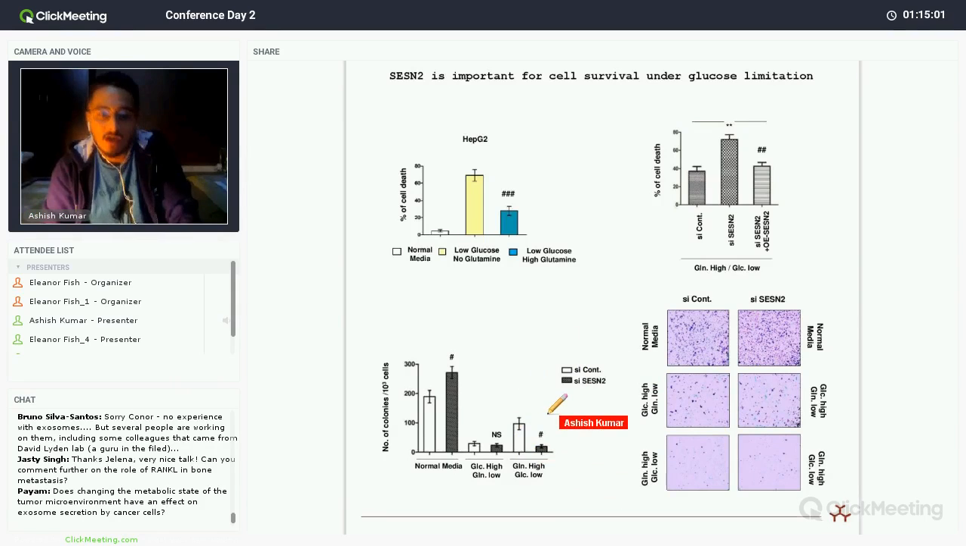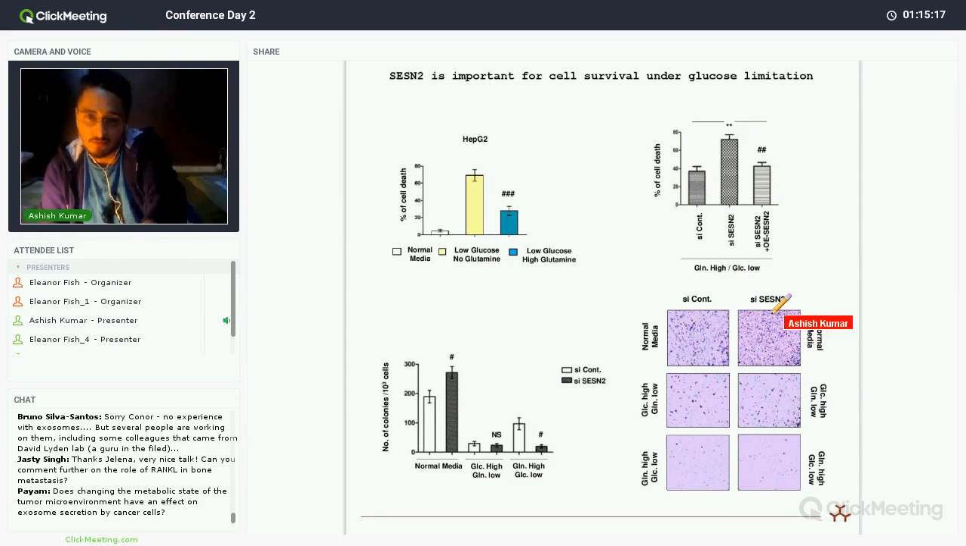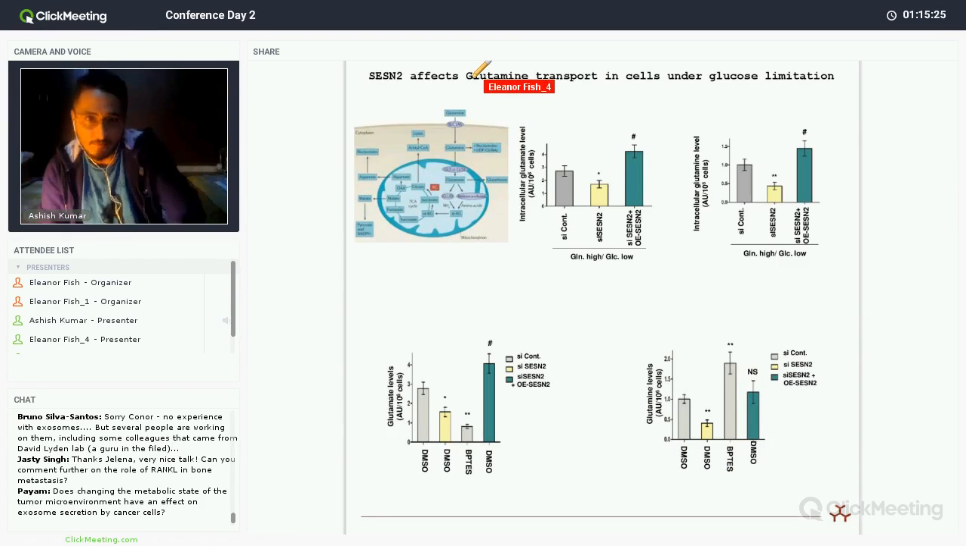In this case, under high glutamine and low glucose conditions, knockdown of Sestrin2 affects the colony forming potential in a negative way. As far as migration or invasion potential is concerned, we didn't get any change in any of the metabolic states when we compare scrambled siRNA with knockdown of Sestrin2.